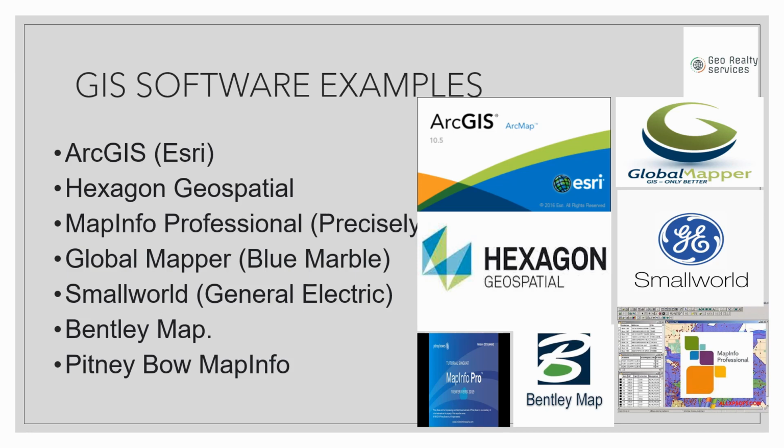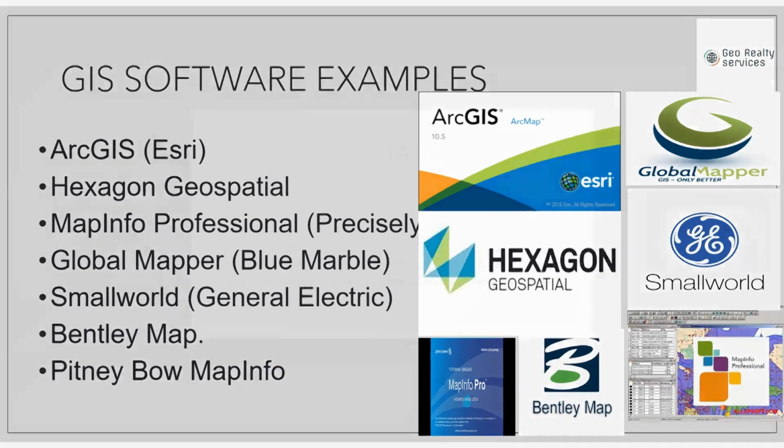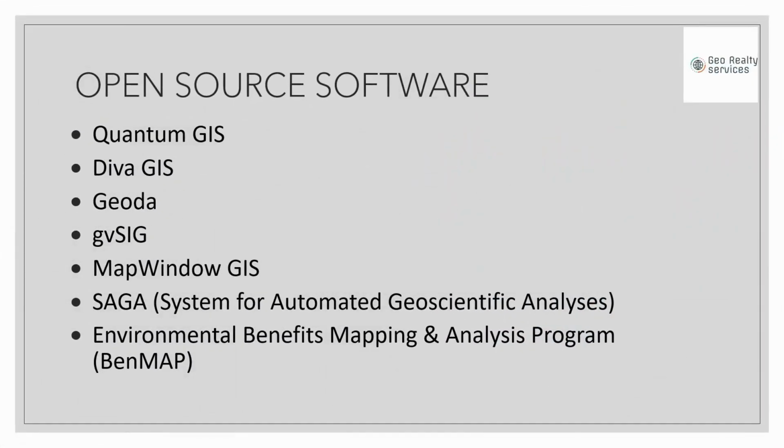On the other hand, there is also open source software in the industry such as Quantum GIS, DIVA-GIS, GeoDa, gvSIG, MapWindow GIS, SAGA, that is System for Automated Geoscientific Analysis, and the Environmental Benefits Mapping and Analysis Program, BenMAP. Among the open source software above, QGIS and GRASS are the most popular.